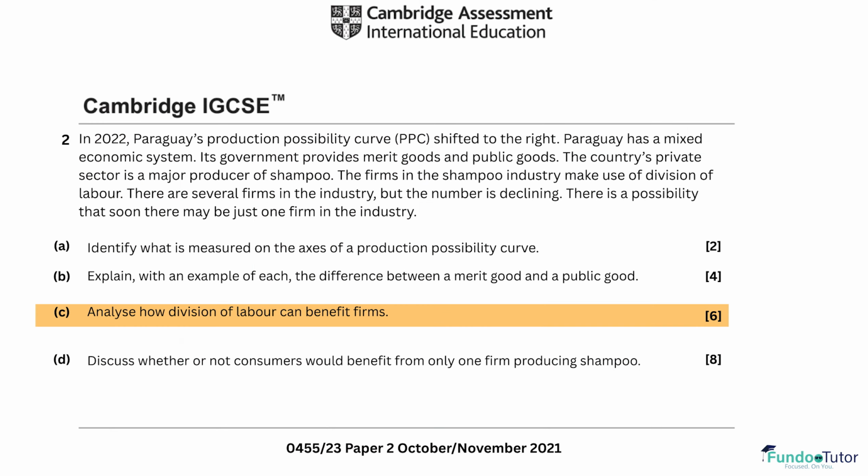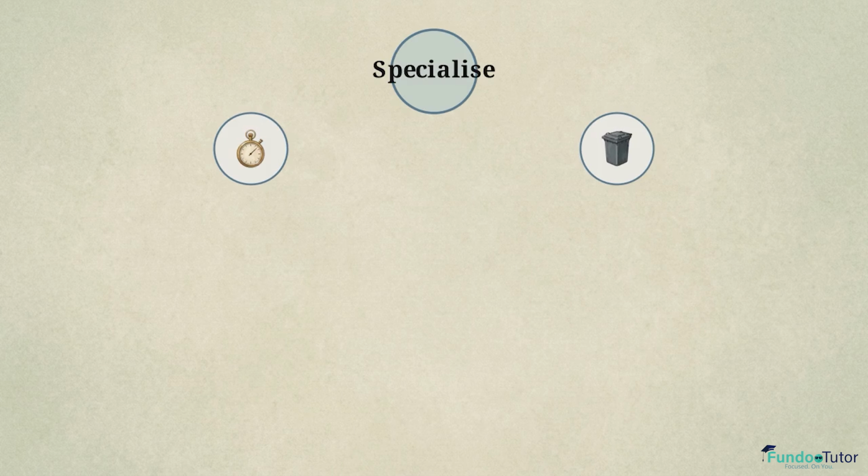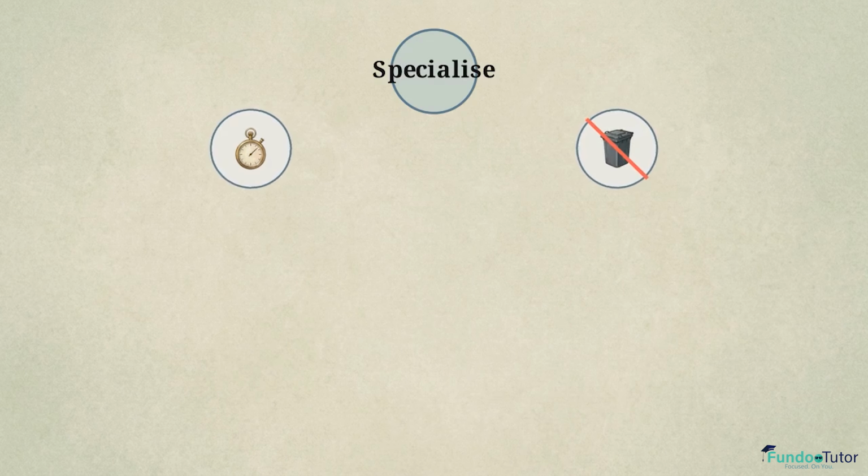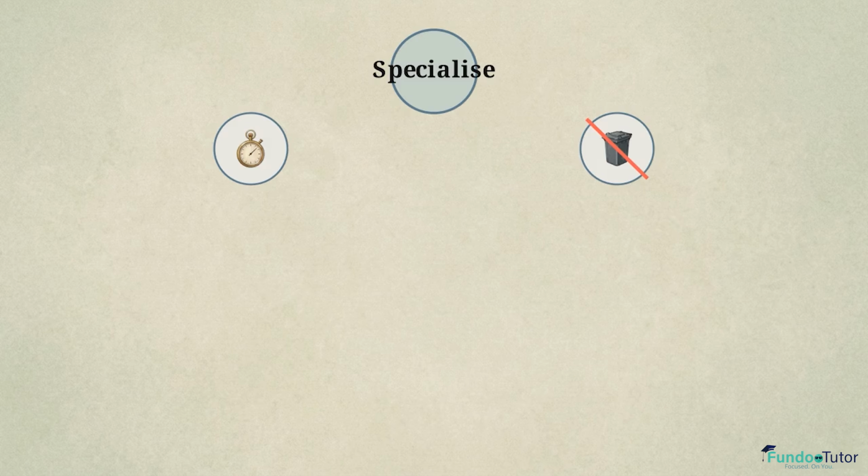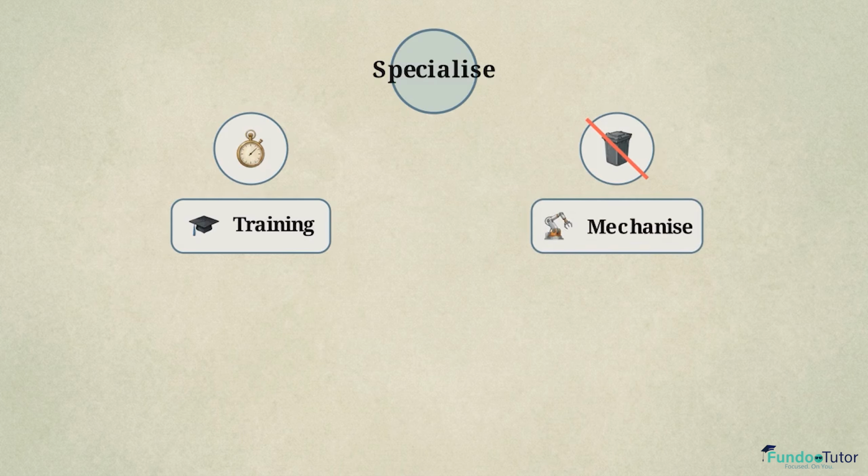This flowchart maps out a 6-mark analysis answer. When workers specialize in what they do best, they save time and make fewer mistakes. Because they aren't switching between tools, they reduce waste and speed up the production line. Because the tasks are simplified, the firm spends far less on training. These simple, repetitive tasks also make it much easier to eventually replace human labor with specialized machinery.